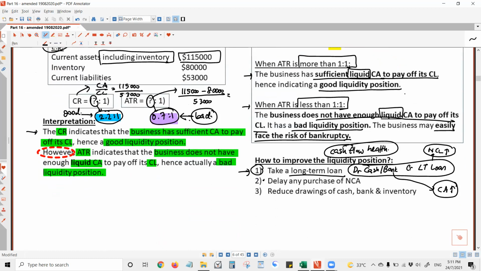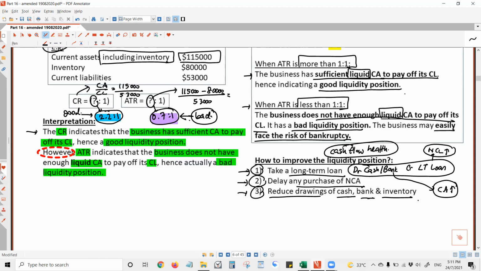Okay, second one, when you delay purchase of NCA, you would have more current assets available. Agree? When you buy NCA, you need money, right? But if you delay the purchase, then you will have more current assets temporarily. Okay, so this is one way as well. Number three, reduce drawings of cash, bank, or inventory. That means you take less things from the business for personal use so that you can keep more current assets in your business. Okay, so this can also improve the liquidity position.